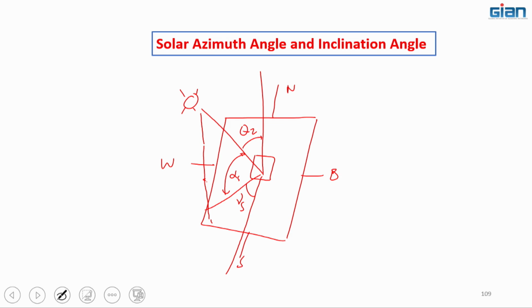So here the sun is here, and this beam flux makes an angle theta z with the normal to the horizontal surface. I am projecting on the horizontal surface towards due south. This angle is gamma s, and this angle is alpha s, the altitude angle. This is the solar azimuth angle.